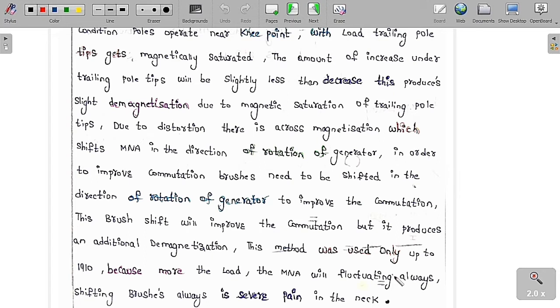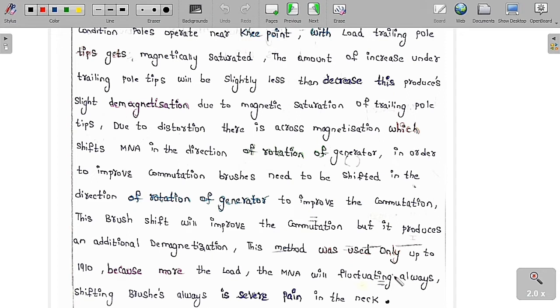So finally, what I am trying to say: let me assume I am taking a DC generator. If I rotate it in the clockwise direction, as I have already told you, under the trailing pole tips the flux is going to increase, and under the leading pole tips the flux is going to decrease. If the increase and decrease are the same, there is no net reduction in flux. Practically, the poles operate at the knee point. The increase at the trailing pole tips is less compared to the decrease. Therefore, the overall flux decreases. This is called demagnetization.